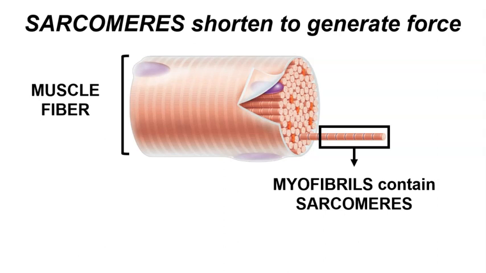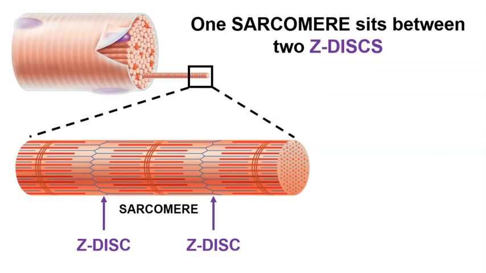So recall that we had muscle cells, which we also refer to as muscle fibers, and those muscle fibers are packed with these rod-like organelles that are called myofibrils. Myofibrils are composed of thousands of smaller subunits that are linked end to end, and it's those small subunits that are the sarcomeres. A single sarcomere is found between two structures in the myofibril called the Z-discs.